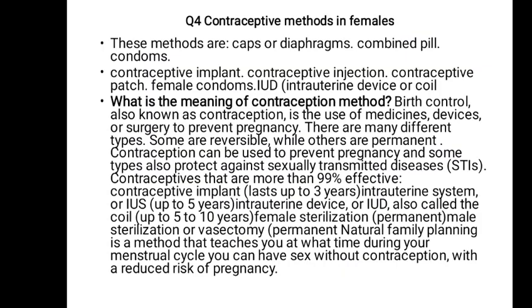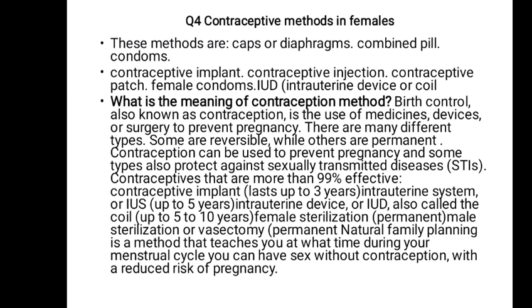Question number 4. Contraceptive methods in female. These methods are caps, diaphragm, combination pills, condoms, contraceptive implants, contraceptive injection, contraceptive patch, and female condoms. One more is the IUD, intrauterine device, or coil.